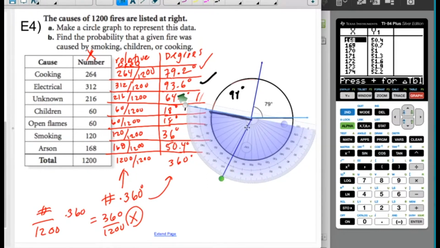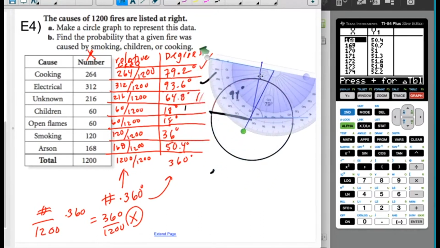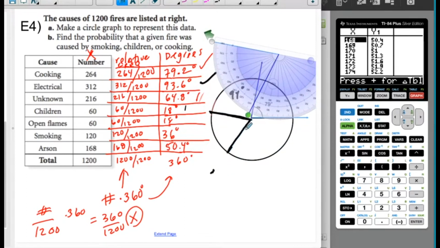So if I don't have that thing, I'm going to start here and I'm going to go, so there's 10, 20, 30, 40, 50, 60. I want 64-ish, so that's somewhere around here. Perfect. It's not exactly right, but it's fine. So that's my next one, right? That's my 64. Then I need a couple 18s.